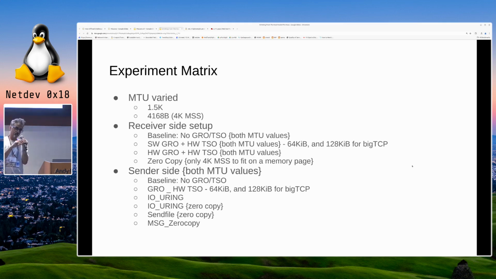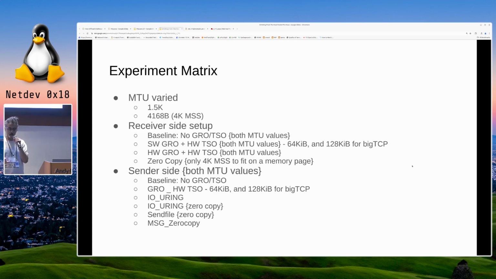Our baseline, as unreasonable as this may sound, was don't turn GRO on the sender or the receiver, no TSO, turn it off. That may sound crazy if your card is capable, at least of TSO. And then we also have software GRO and hardware TSO. The Intel NIC that I described can do 64K hardware GRO basically. And for big TCP, we made it 128K IBs.